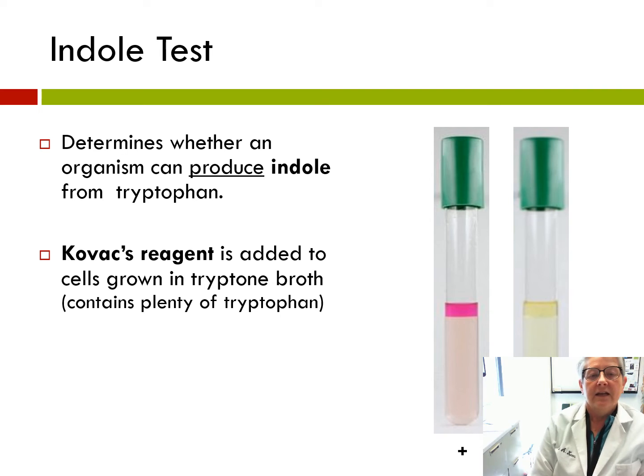Indole. Can your bacteria produce indole from tryptophan? So can it break down tryptophan? If it does, we will add a Kovacs reagent to that broth that the media is growing in, and if it produces indole, we'll get this nice bright red ring that you see in the photo on the left. The photo on the right is negative for indole production.